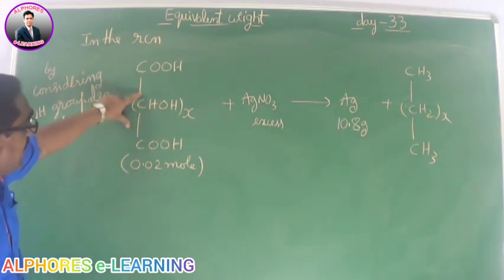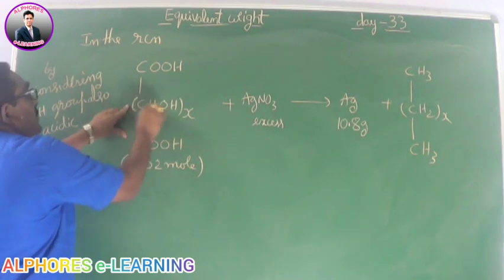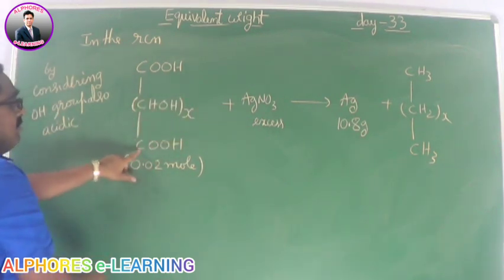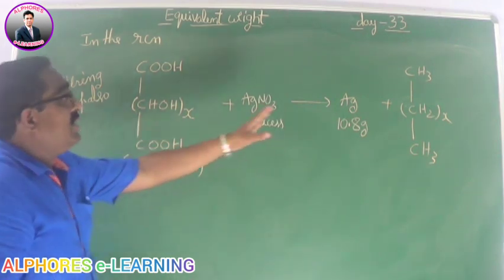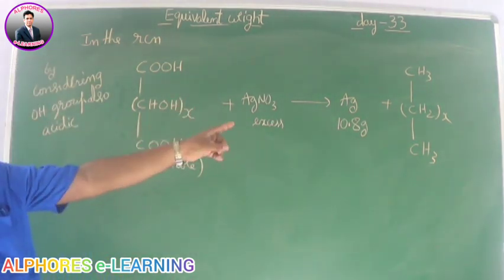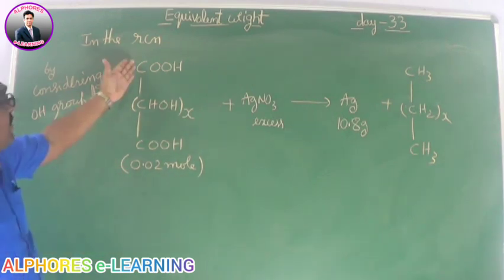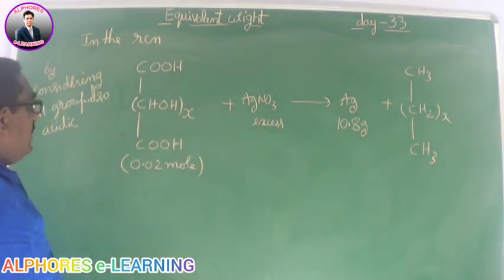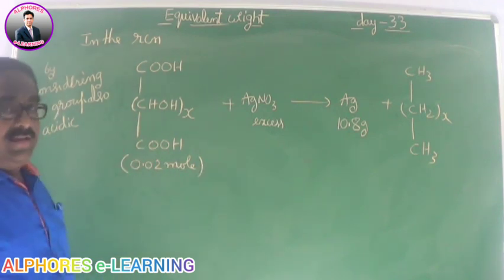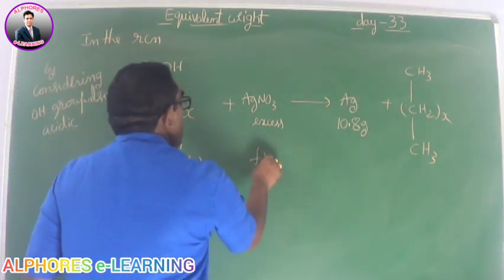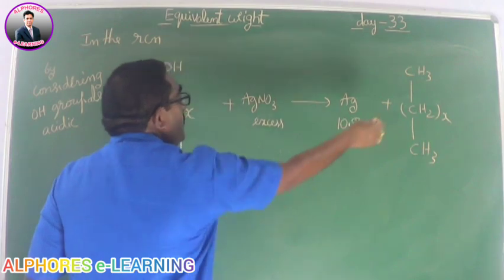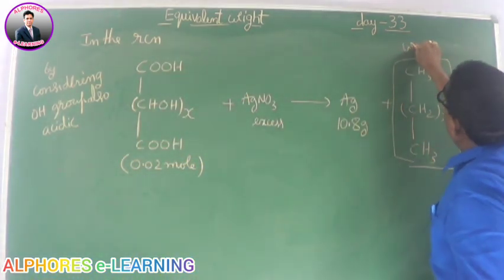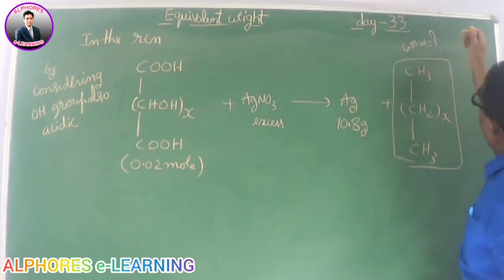CHO bond line, CHOH total X times, and then a single bond, COOH, remaining thing you know, CH3, CH2 taken X times, CH3. It means all these are changing into hydrocarbon part, nothing more than that. But we can easily calculate this. The question is, you have to find the GMW of this compound.